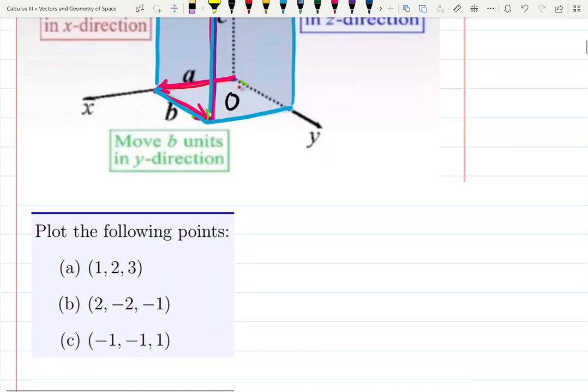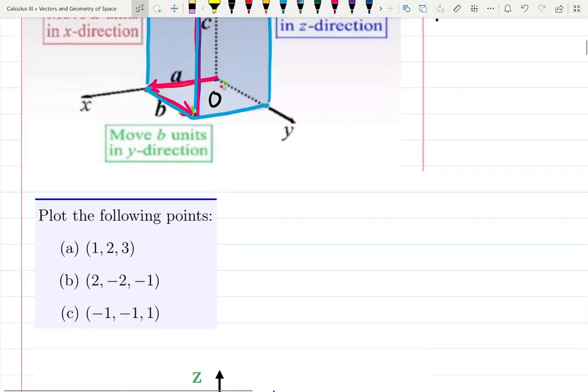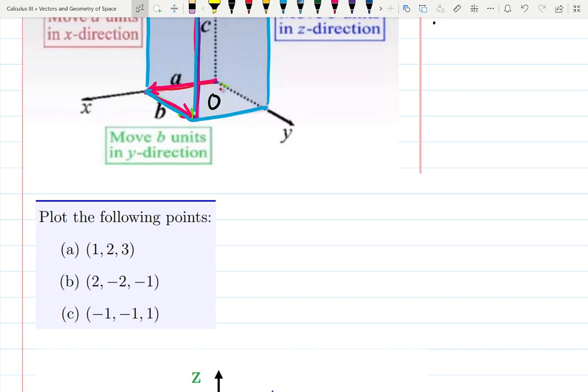How to find 1, 2, and 3. So let me... Who is already yawning? We just started, so it's too early to yawn.